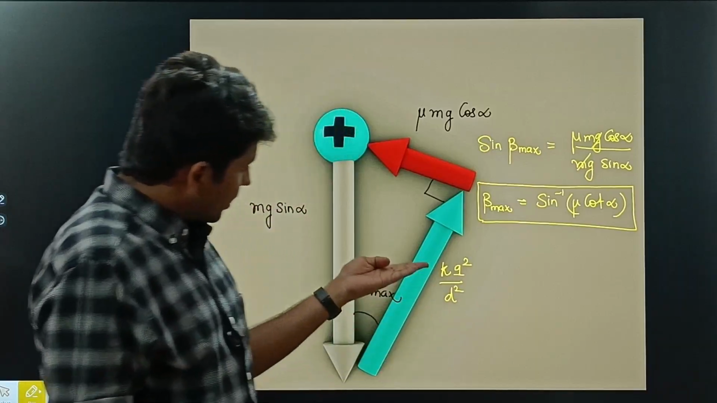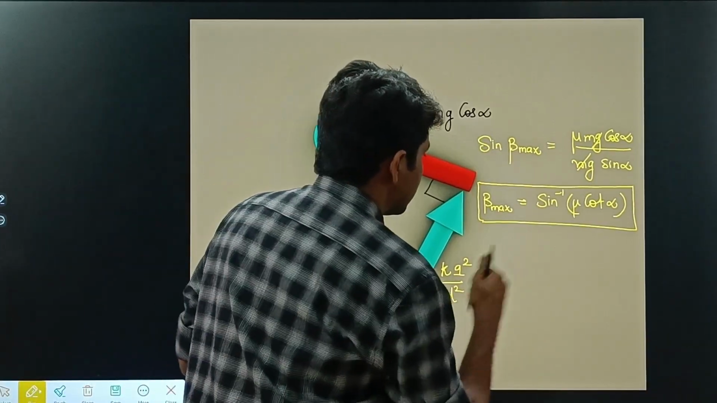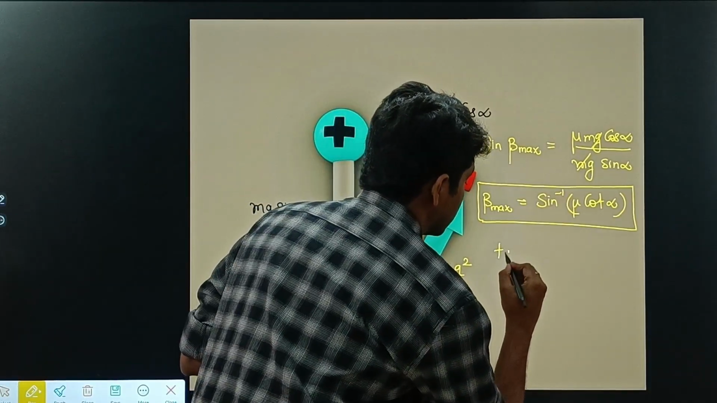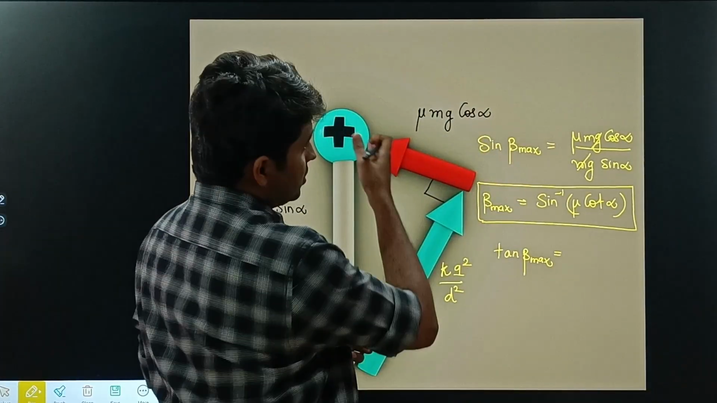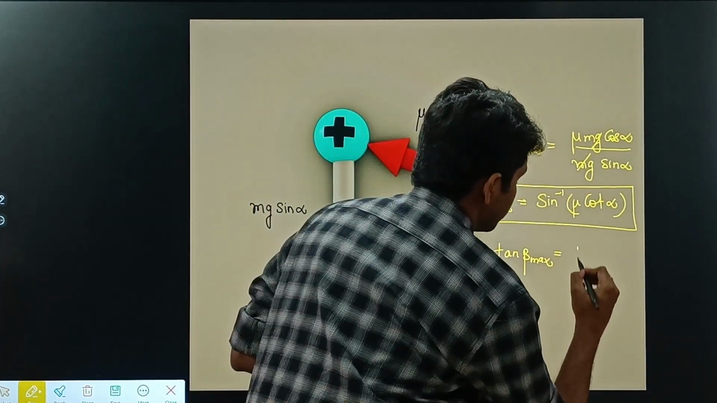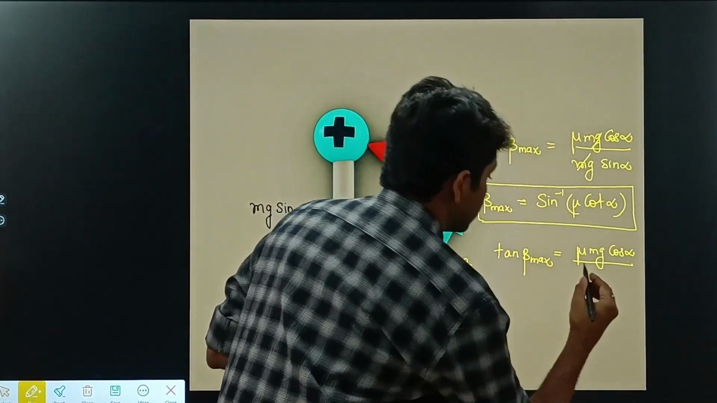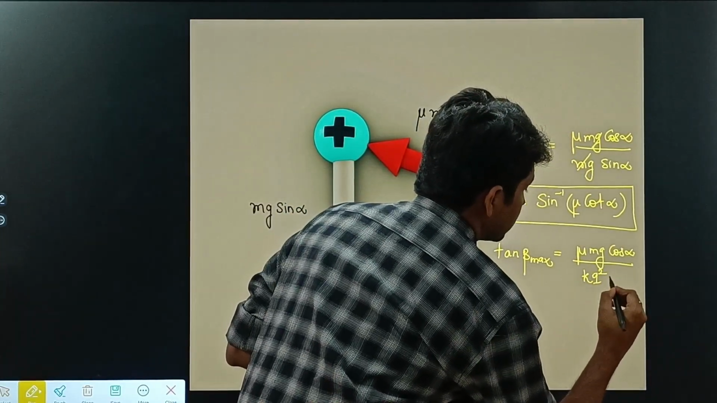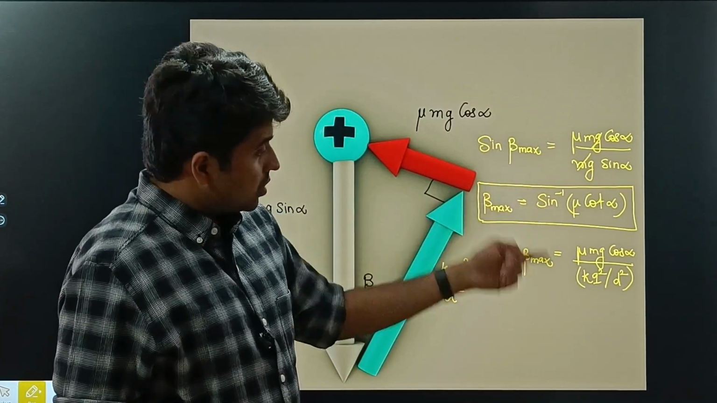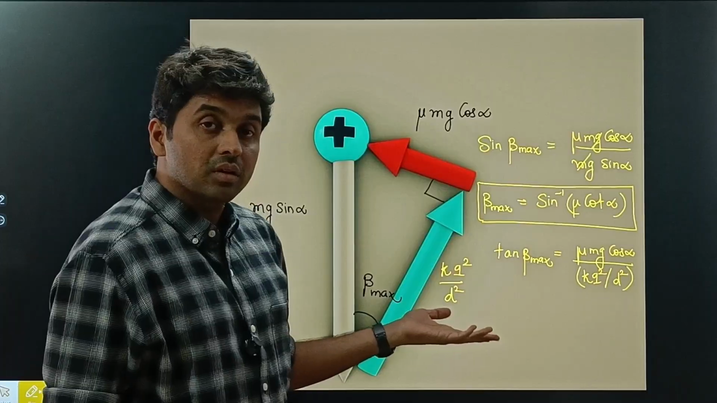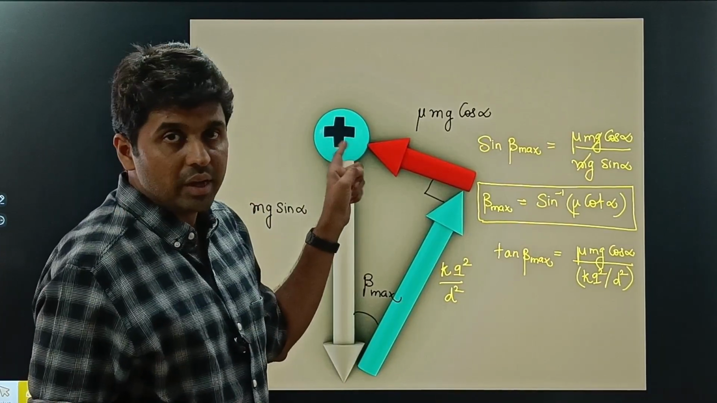Okay, and yes, we can find out what is that distance directly. What can we write? Tell me. Directly, you can just write tan beta max equal to just perpendicular by base. So mu mg cos alpha divided by k q square by d square. Okay, so we know beta max here anyways. So just take d here and you can find out what is that unique value for this beta max where this particle will be at rest.